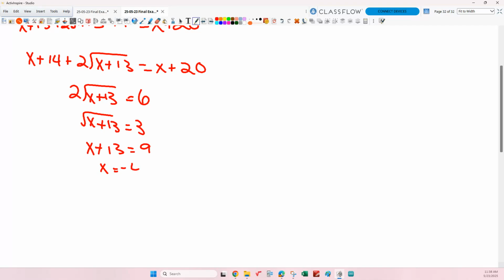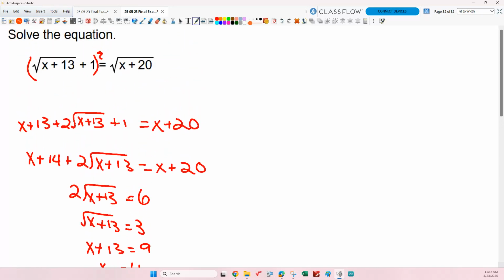Negative 4, yep. What do I have to do with that negative 4? Plug it back in. So if we do negative 4 plus 13, what does that give us? 9. So the square root of 9 is 3, plus 1 is 4. Then if I do negative 4 plus 20, that's 16, and the square root of 16 is 4. So that negative 4 works.